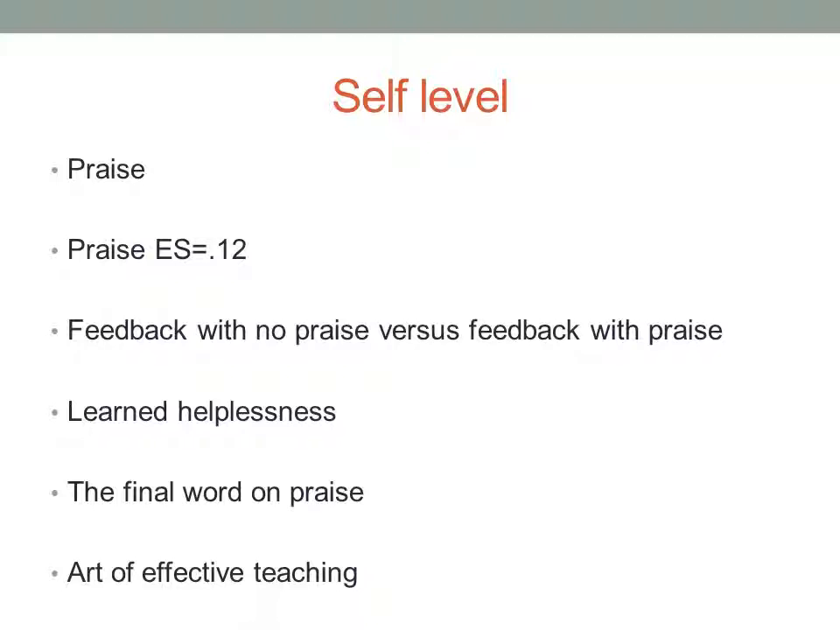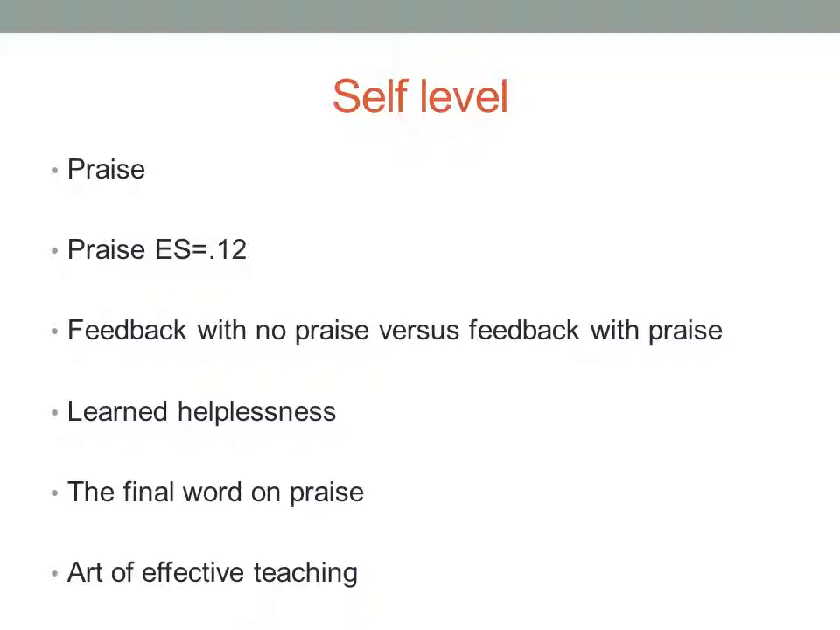The fourth and final level of feedback is self-level. In this level, the feedback is directed toward the self rather than the process. For example, "you did a great job on that task." This level of feedback is usually happily accepted by students, and some refer to it as praise.